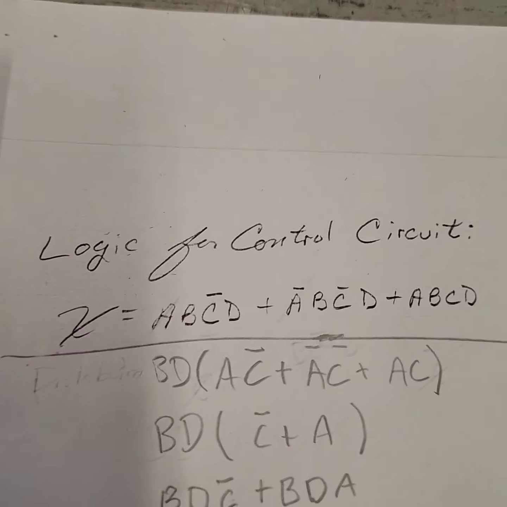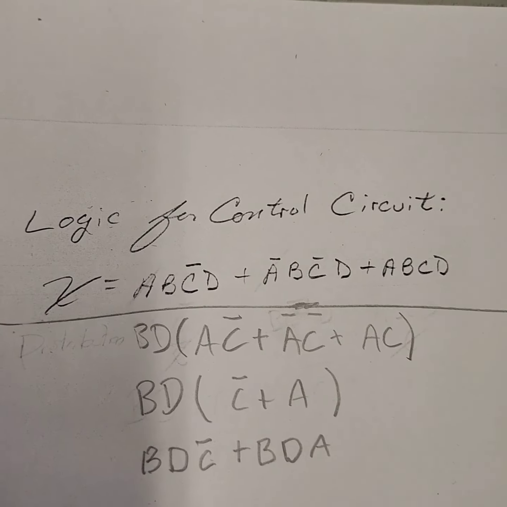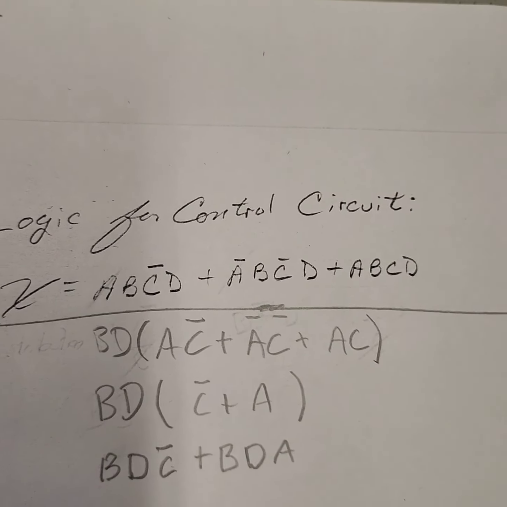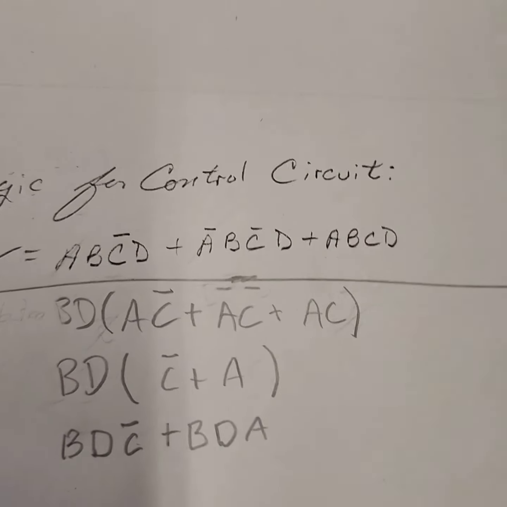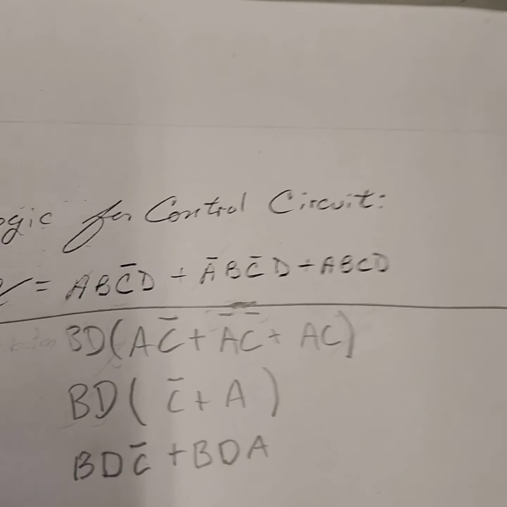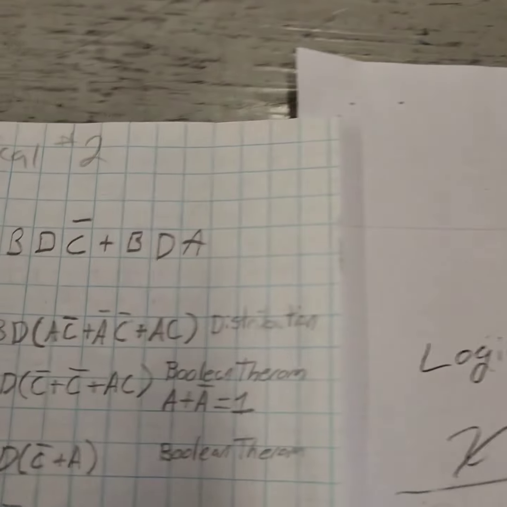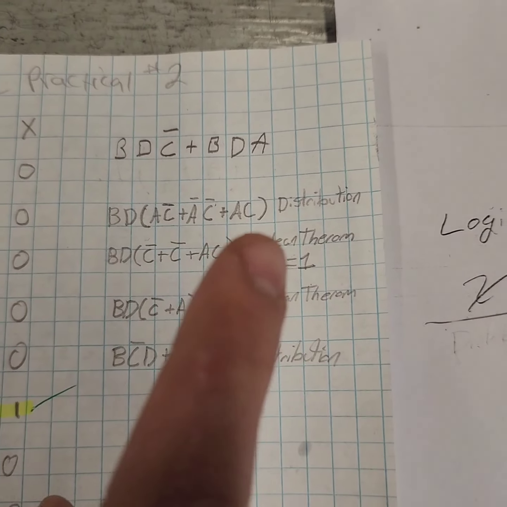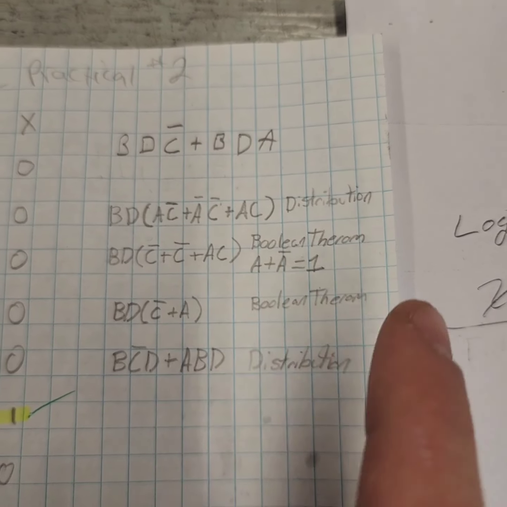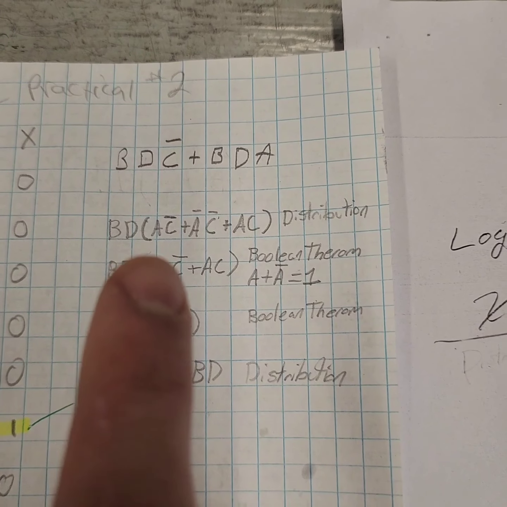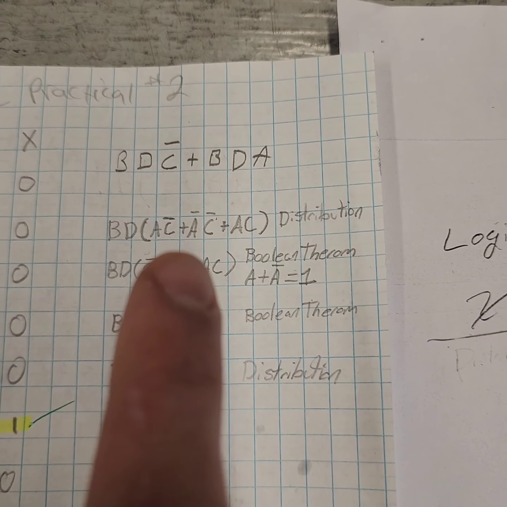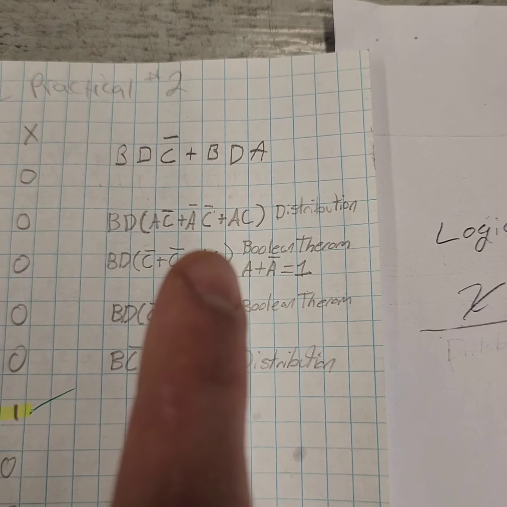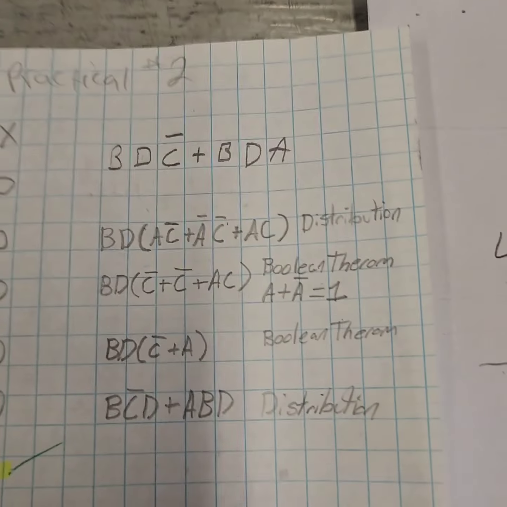And so we got A, B, not C, and D, or not A, B, not C, and D, or A, B, C, and D. And so to break that down, we factored the BD out of it with the distribution theorem. And so we got BD and then A not C, or not A not C, or AC.